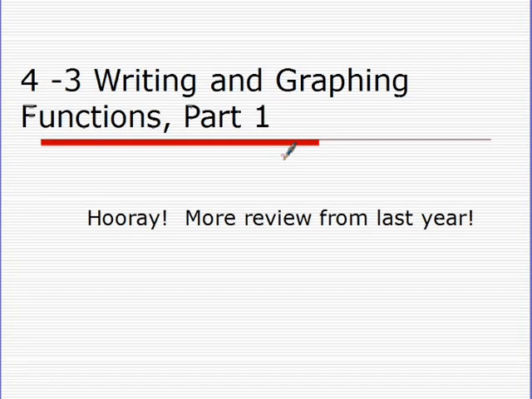Here, but there is still some new stuff, so be sure to be paying attention. You should be on page 53 and 54 of your Know It notes, lesson 4-3. It has 2 sides. Let's get started.